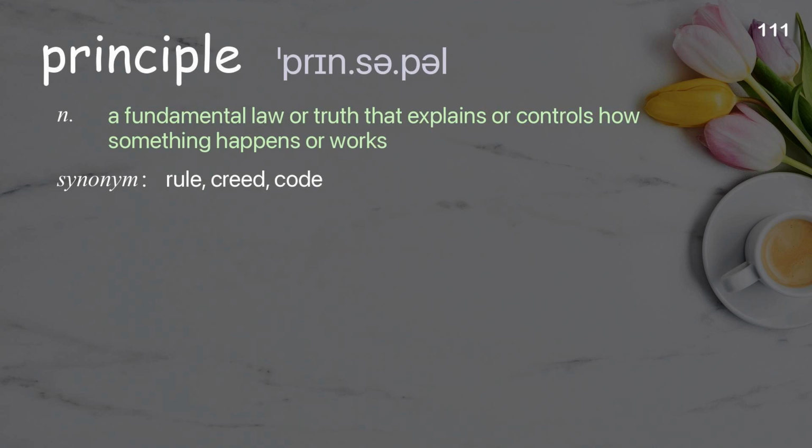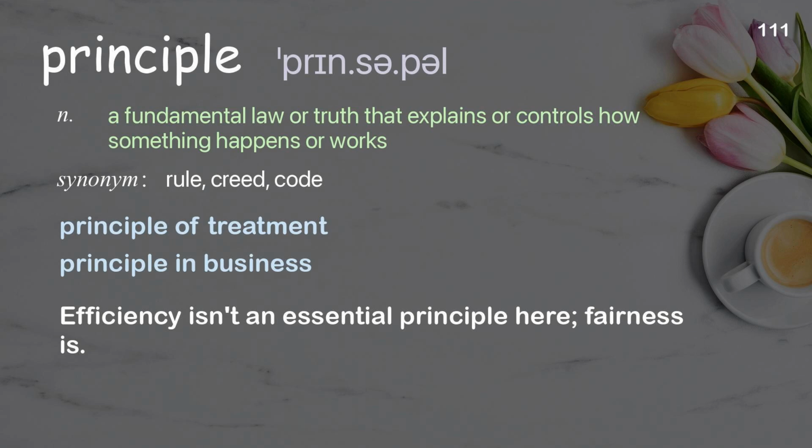Principle: a fundamental law or truth that explains or controls how something happens or works. Examples: Principle of treatment, principle in business. Efficiency isn't an essential principle here, fairness is.